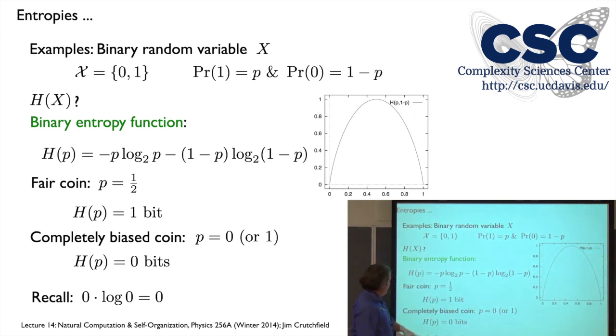There's a lot we can read off of this. So in the fair coin, that would be 50-50 here. With a fair coin, you have the maximum value of 1 bit. So 1 bit per flip. For a completely biased coin, it's 0. That can be either zeros all the time or 1s all the time, doesn't matter. We have 0 when it's completely biased.